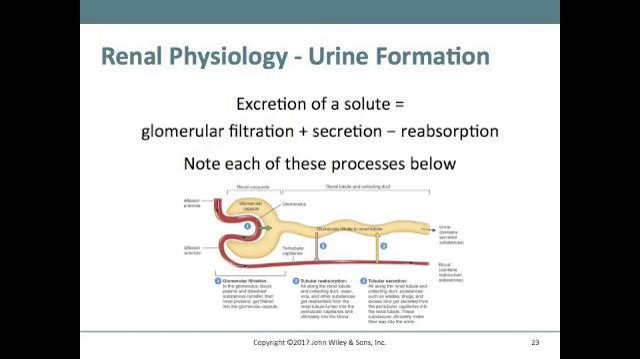So step 1 is the first step of urine production. Water and most solutes in blood plasma move across the wall of the glomerular capillaries, where they are filtered and move into the glomerular capsule and then into the renal tubule.